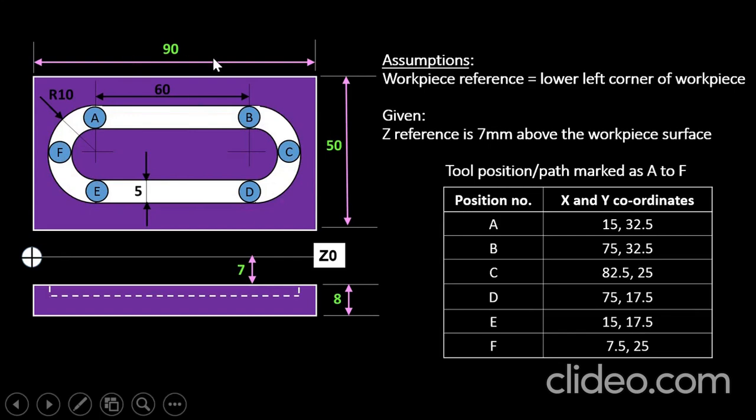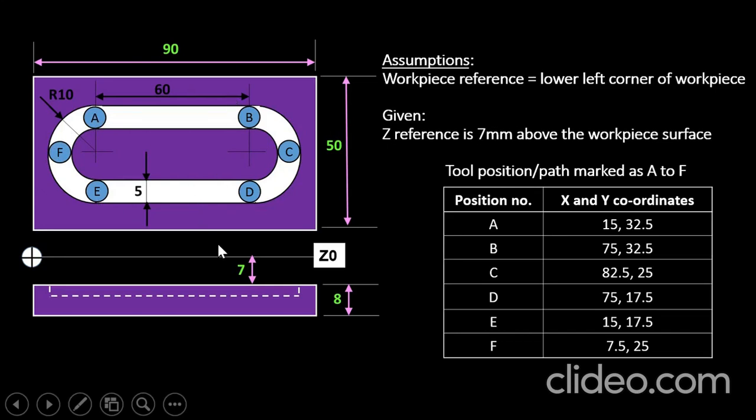If you see, this is 90, this is 60, this is 10. So 60 plus 10 is 70, 70 plus 10 is 80. So we are left with 10 mm: 5 mm here, 5 mm here. With this 5 and this 10, it will be 15. So the position of A in the X direction is 15.